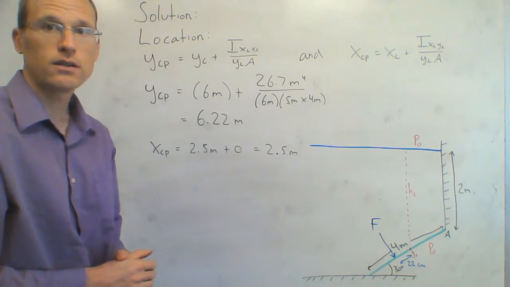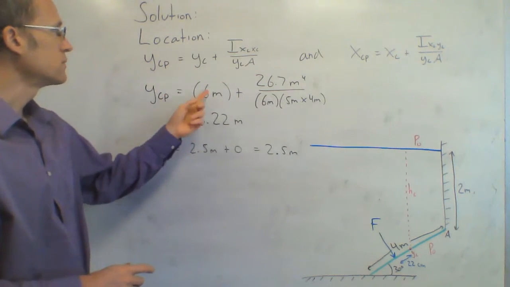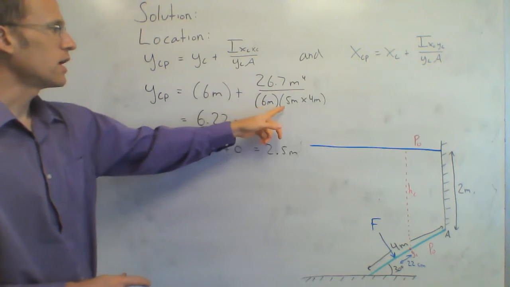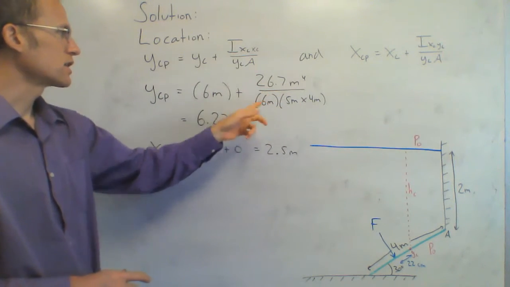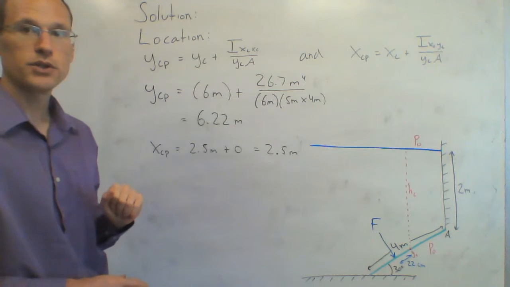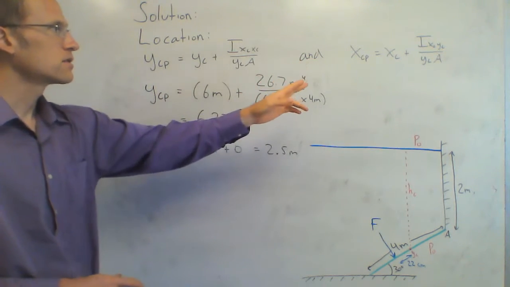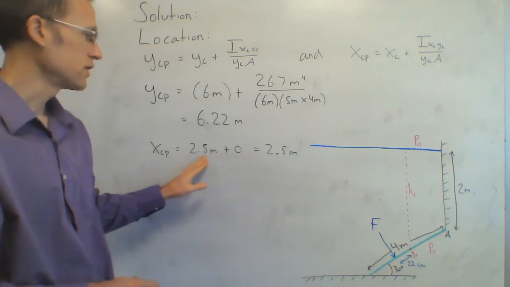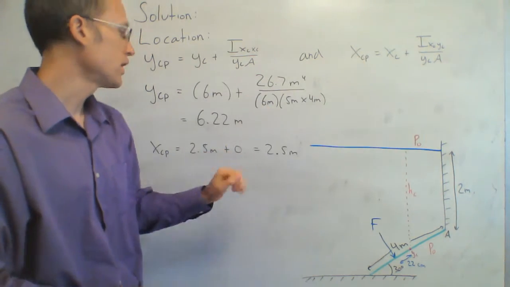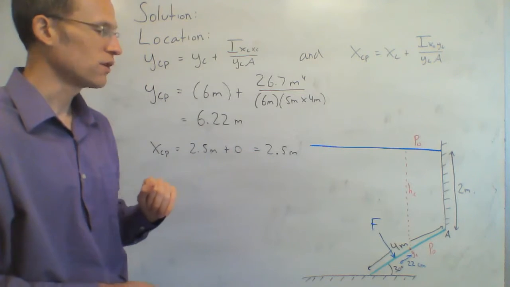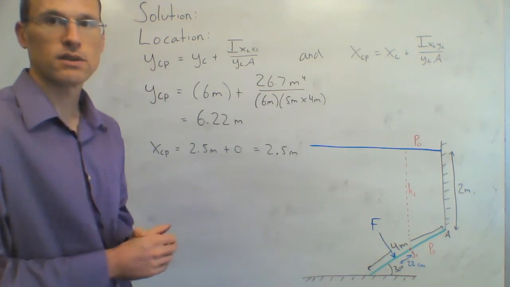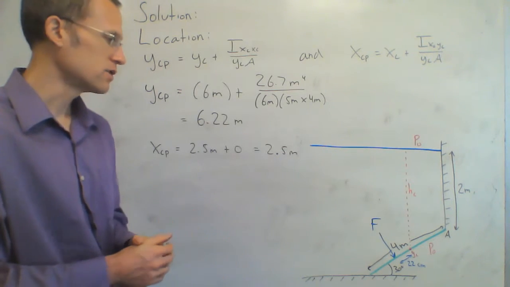Plugging all this in, I can find YCP: 6 meters for YC, 26.7 for IXCXC, 6 meters again, and then my area, 5 times 4. That gives me a grand total of 6.22 meters. Then in terms of X, XCP is XC, which is 2.5 meters. IXCYC is 0, so I'm basically left with 2.5 meters, again right in the center of my plate in terms of the X value in and out of the page.